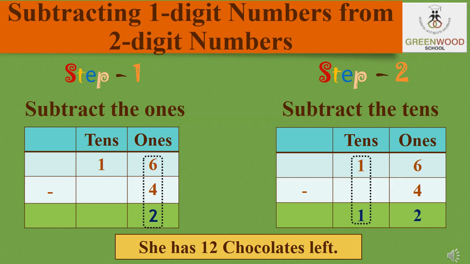First take out 6 fingers. From that fold 4 fingers. Now count how many you have left. 1, 2. So 6 minus 4 is 2.